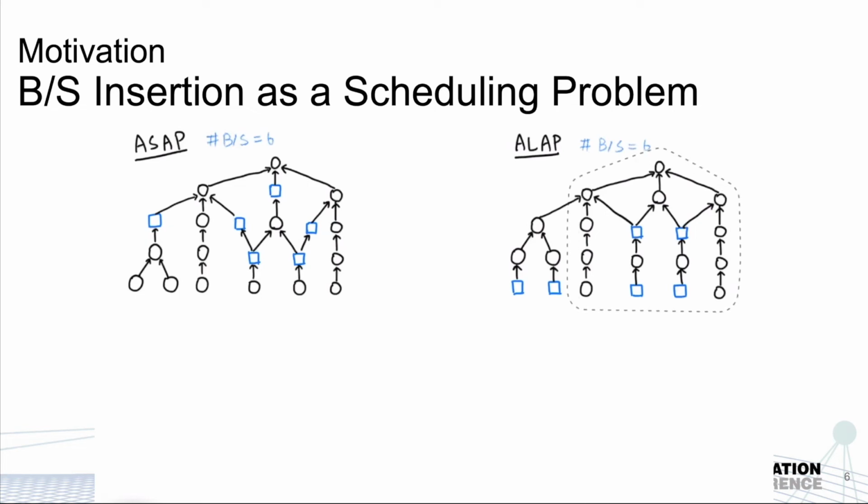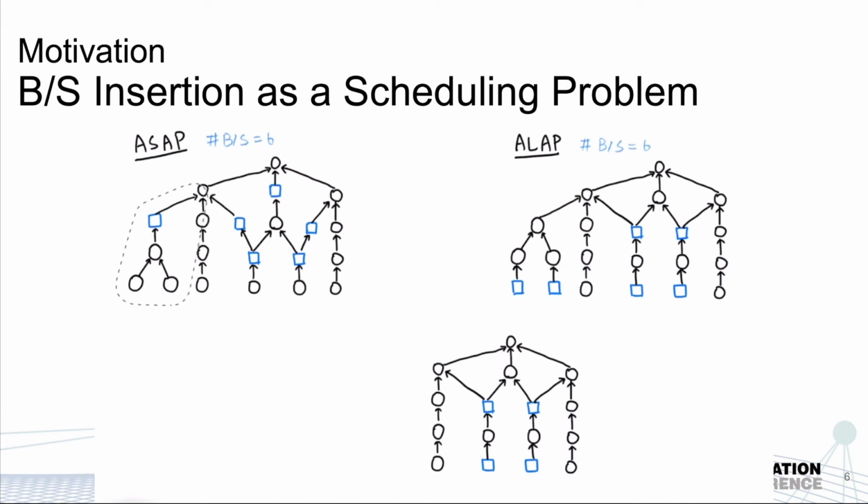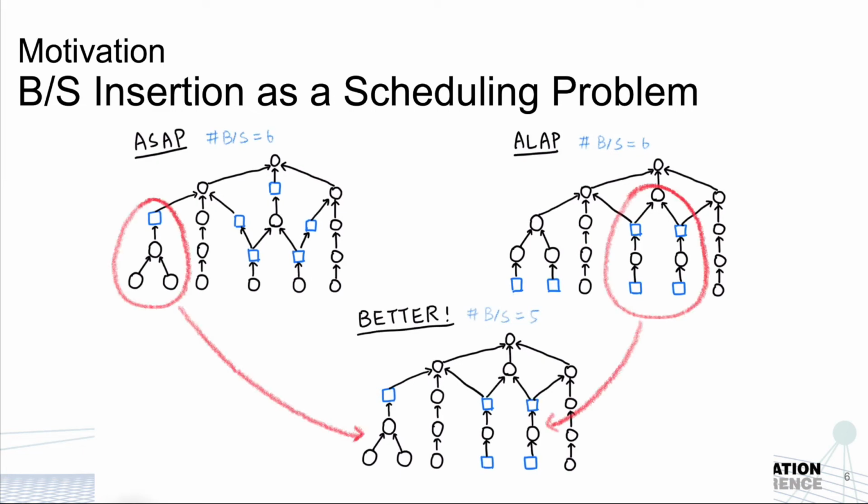However, if we take one part of the circuit from ALAP and the other part from ASAP, we obtain a better schedule that only needs 5 buffers. This shows that ASAP and ALAP can serve as a starting point, but they may not be the best. The problem has now become a scheduling problem.